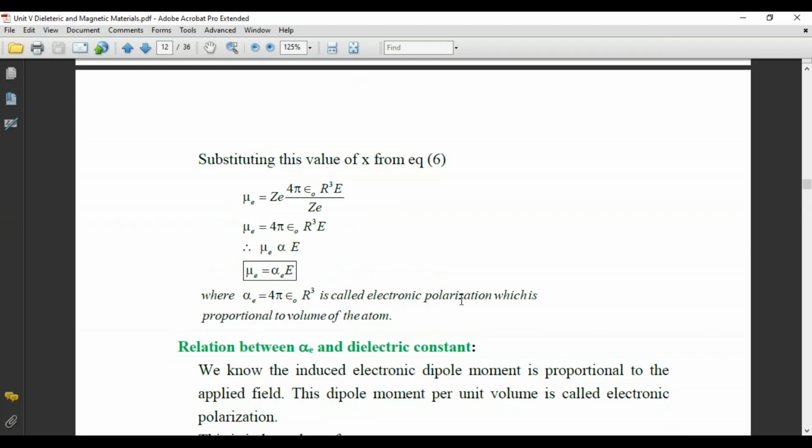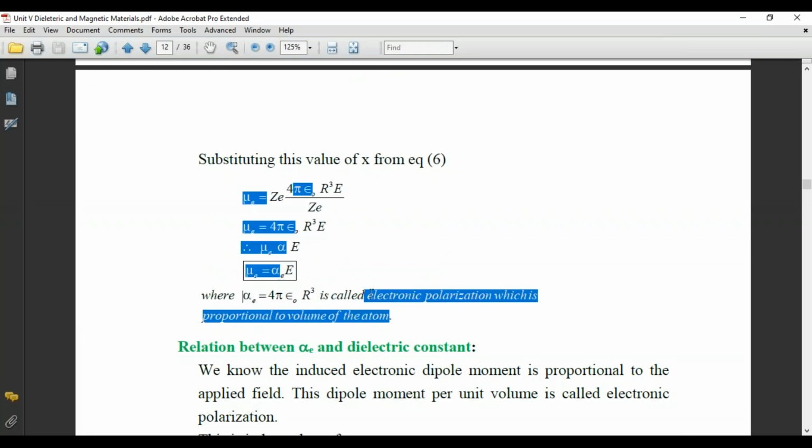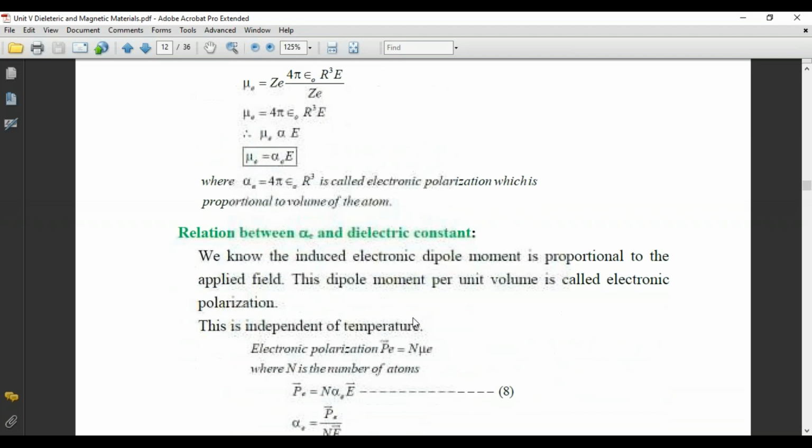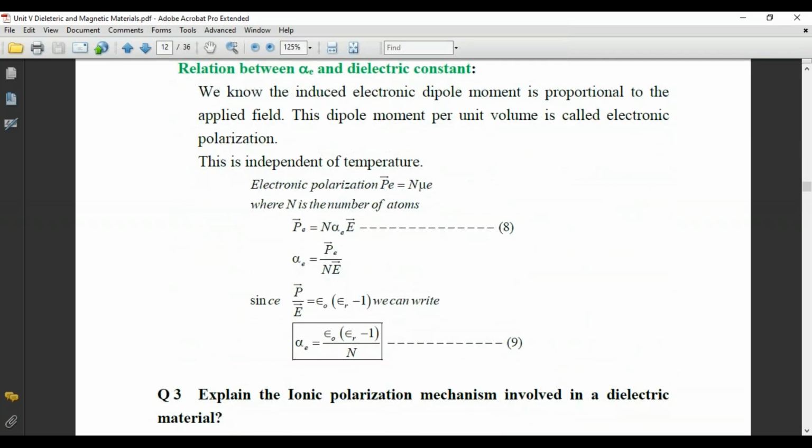This is called the electronic polarizability. The equation shows that R cubed is the volume of the atom. These are all constant values. That means electronic polarizability always depends upon the volume of the atom. This is how you come to the expression for electronic polarizability. Now we will find out the relation between alpha e and the dielectric constant.